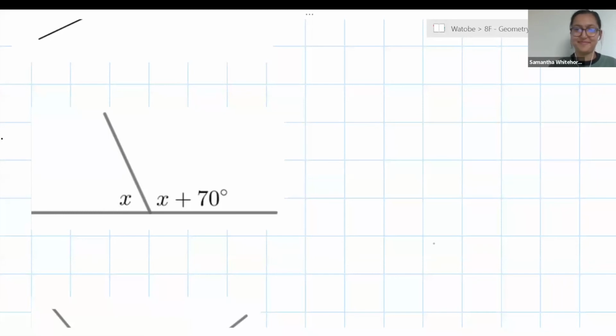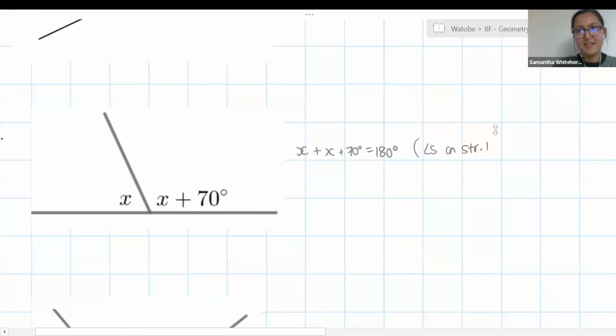Let's see. Ma'am, what you're gonna do is say x plus 70 equals 180 degrees. Then the reason is angles on a straight line. Yes. Ma'am, what you're gonna do next is x plus x is gonna give you 2x, so you're gonna say 2x plus 70 equals 180. Yes. And then you're gonna take 180 minus 70 degrees. It's gonna give you 110 degrees.